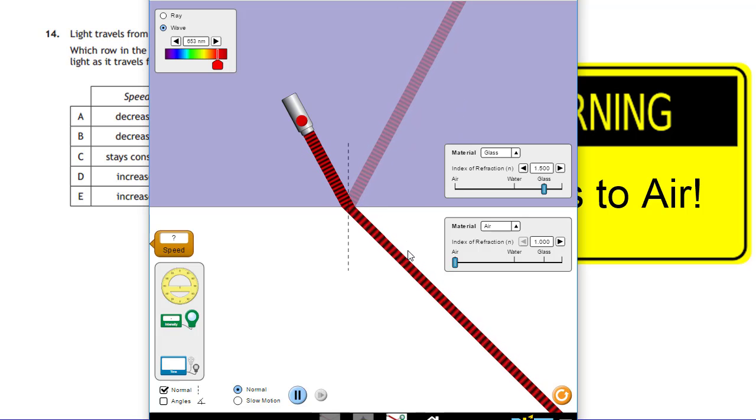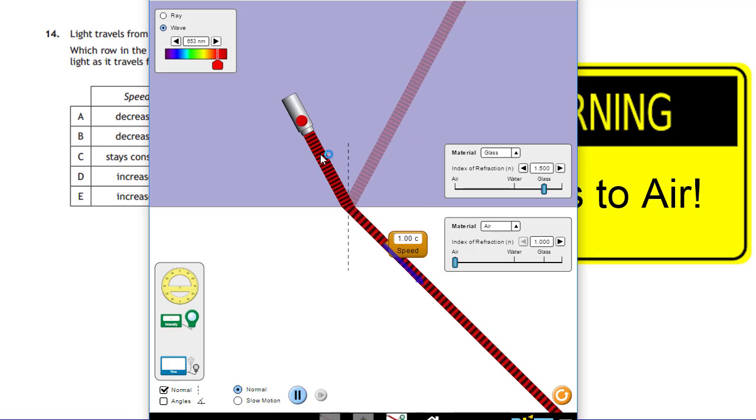Now, once we ascertain that, the next thing we've got to try and figure out is what's going to be the speed. And the PhET site has got a fantastic little speed monitor here. So we put this onto the waves here. We can see that in the glass, the speed of the wave is 0.67c, which means 0.67 times the speed of light. Now, what happens when the ray of light comes out of the glass and into the air? Well, we're back to the speed of light. So the speed of light increases.